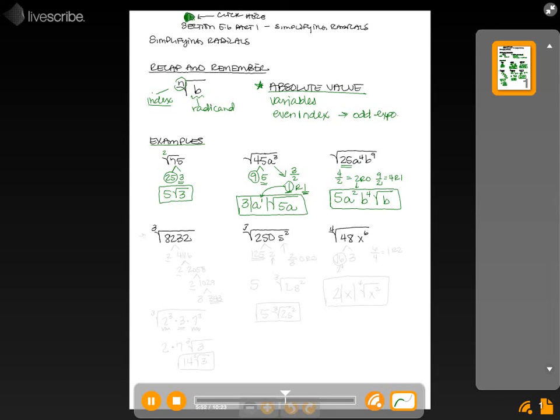Now let's go on to when the index changes. Let's look at our next example. We have the cube root of 8,232. So what we want to do is look down our column and see if we can find the biggest perfect cube that goes into 8,232. Now that might take you a while, so I'm going to approach this one a little differently. We're going to use a factor tree.